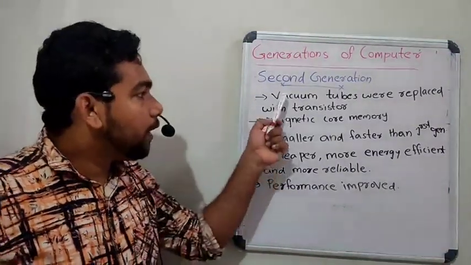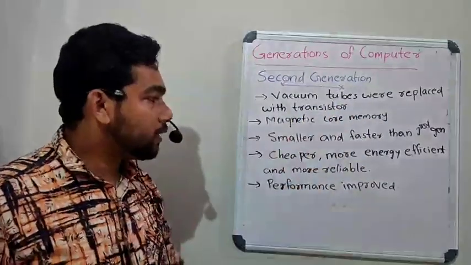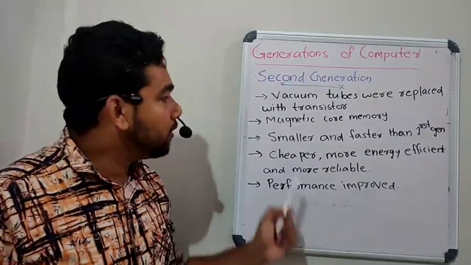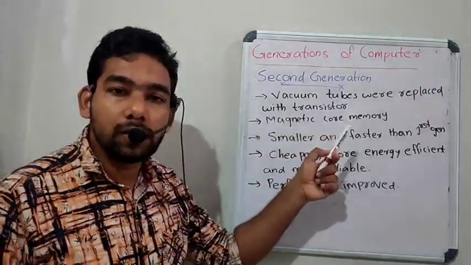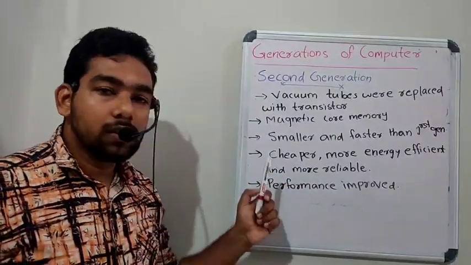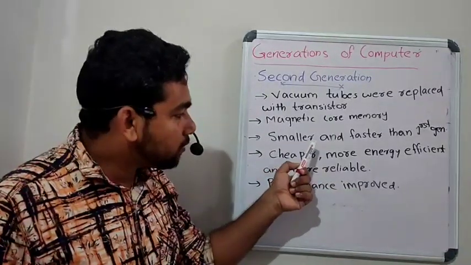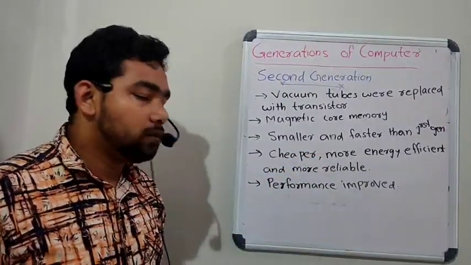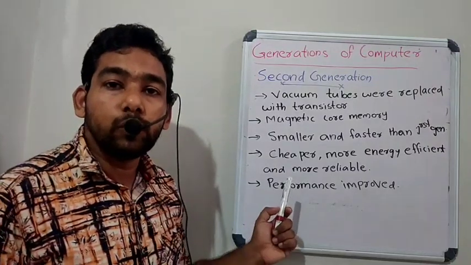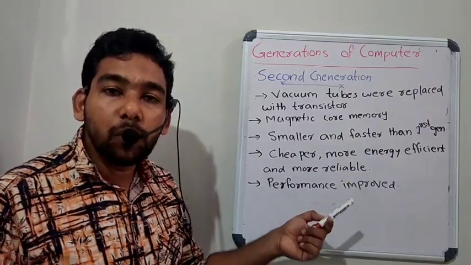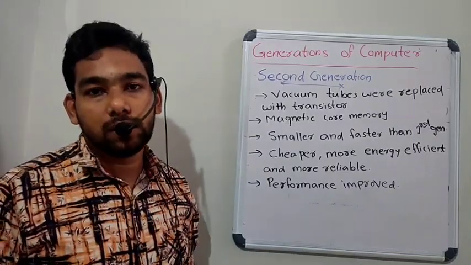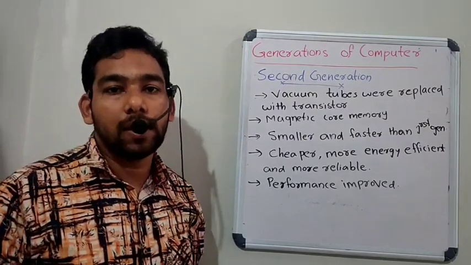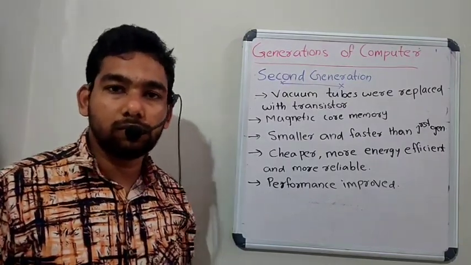To repeat, vacuum tubes were replaced with transistors. The magnetic core memory was used as main memory, and the machines were smaller and faster than first generation computers. Second generation machines are cheaper, more energy efficient and more reliable, and their performance improved compared with the first generation computers. These are the characteristics of second generation computers.